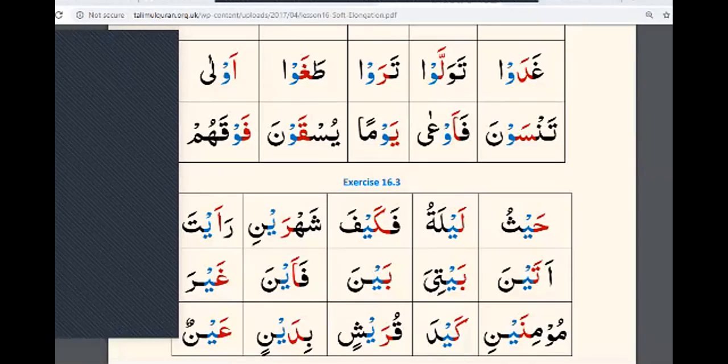Fa'aw'a. Good. And remember the ayn comes from the middle of your throat. So we really have to hear that sound there. Fa'aw'a. Okay, let's go on to the next one.